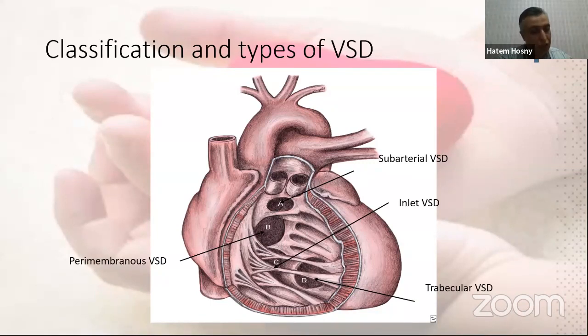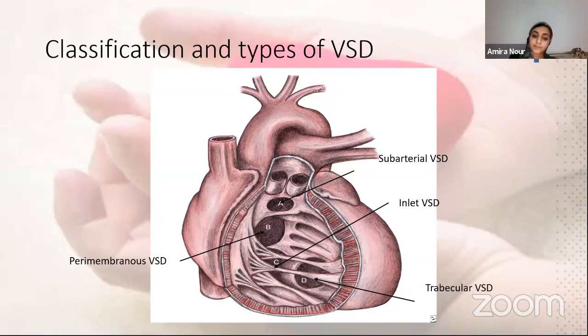So in relation to valves, if the VSD reaches the tricuspid and aortic annulus, it's a perimembranous VSD. Pulmonary and aortic annulus is subarterial. Only tricuspid or AV valve annulus is inlet. And if it doesn't reach any valve annulus, then we call that a muscular VSD.